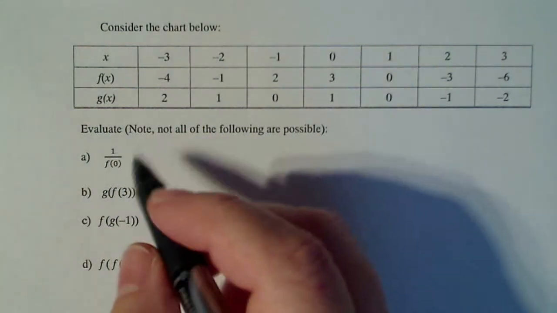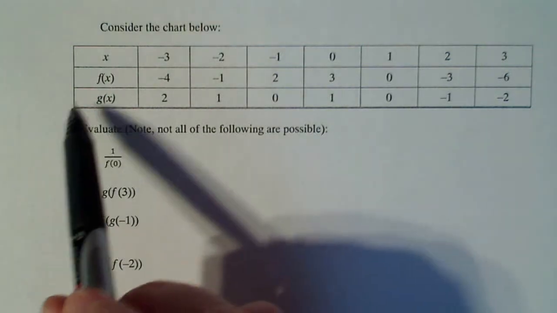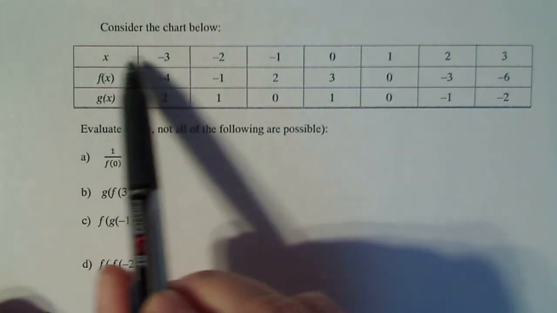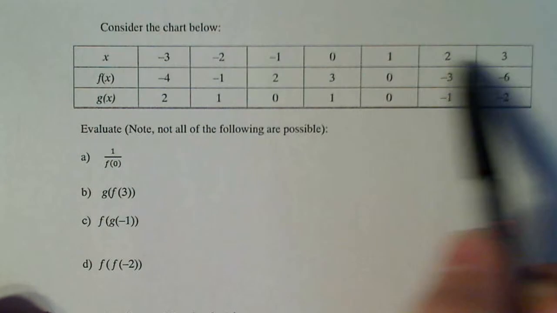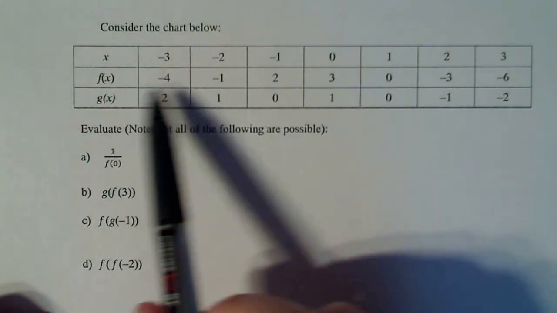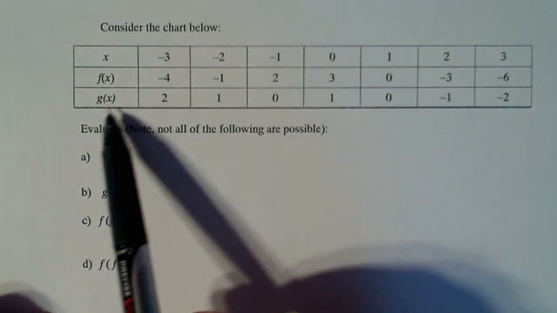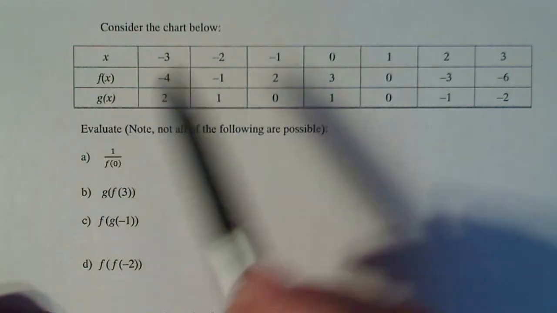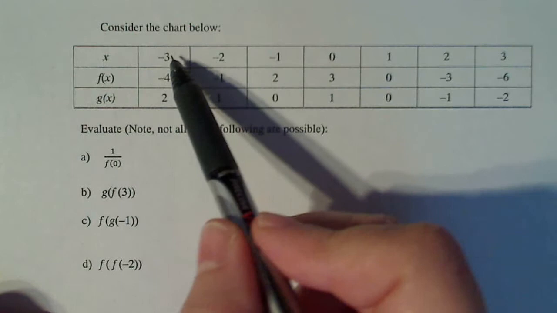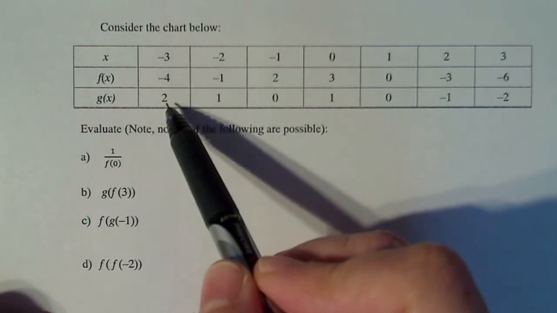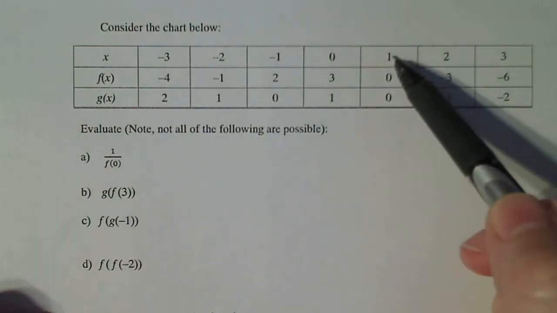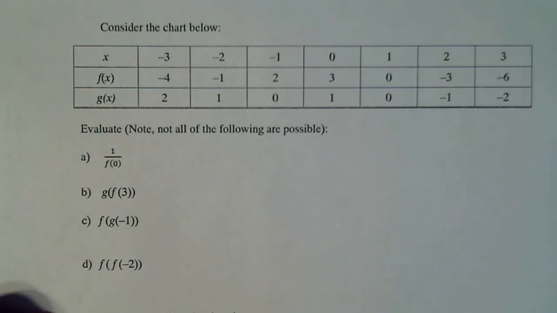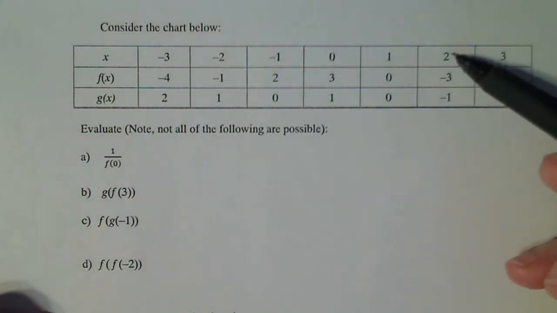So I'm going to try to find 1 over f of 0. Now I have to look carefully at this chart. This first row is giving me x, my input. The second row is giving me my output for f, and the third row is giving me my output for g. So you have to pay attention to that. The x's still match. So in other words, a point on g is going to be -3, 2. Another point on g is going to be 1, 0. That's how you have to look at it.